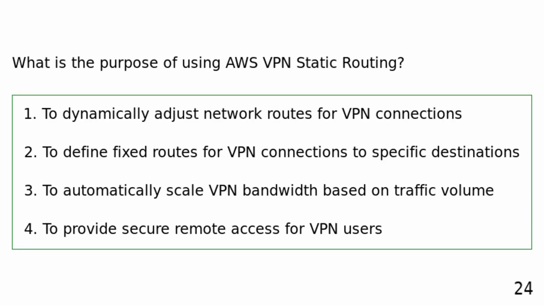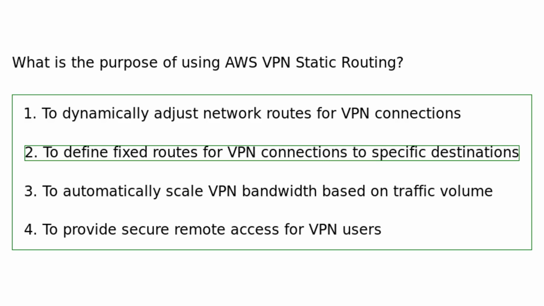What is the purpose of using AWS VPN static routing? To dynamically adjust network routes for VPN connections. To define fixed routes for VPN connections to specific destinations. To automatically scale VPN bandwidth based on traffic volume. To provide secure remote access for VPN users.